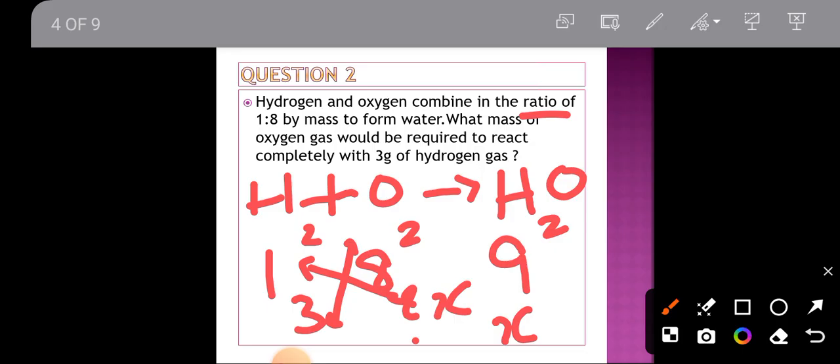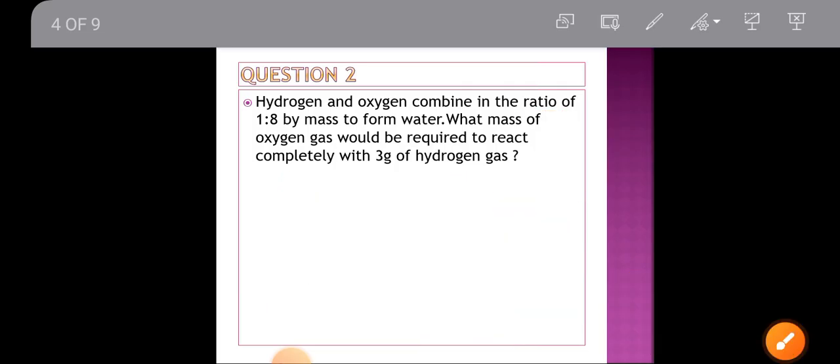So x will be equal to 3 into 8, that is 8 3s are 24 gram. So 24 gram of oxygen will be required to react completely with 3 gram of hydrogen gas. Students, it's very simple, cross multiplication. Then how much water will be formed? Water will be 3 plus 24, that is 27 grams of water will be formed. All these reactions are in accordance with the law of conservation of mass.